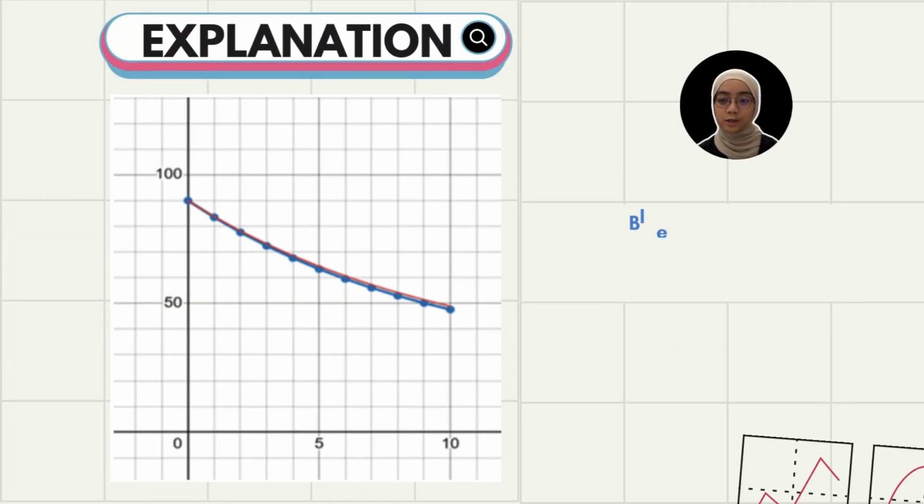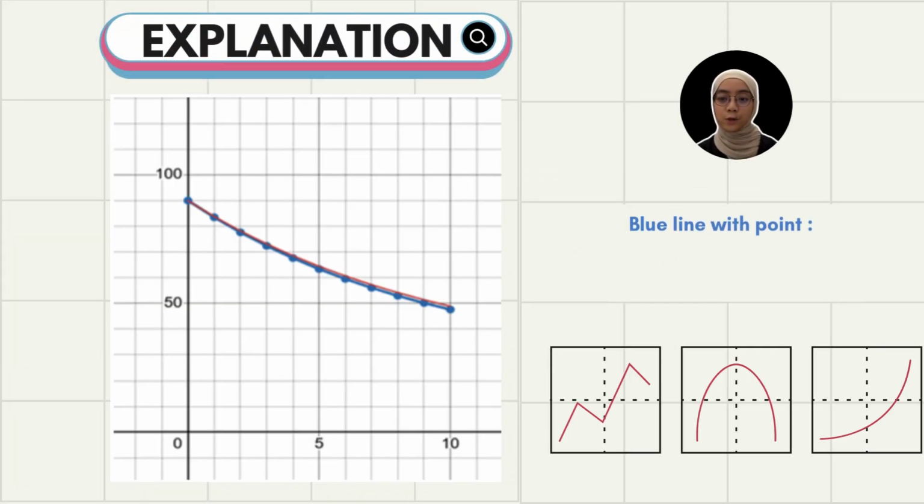This graph illustrates the comparison between the results of Euler's method and the exact solution for the coffee cooling problem. The blue line with points represents the approximation obtained using Euler's method, while the red line represents the exact solution derived from solving the differential equation.